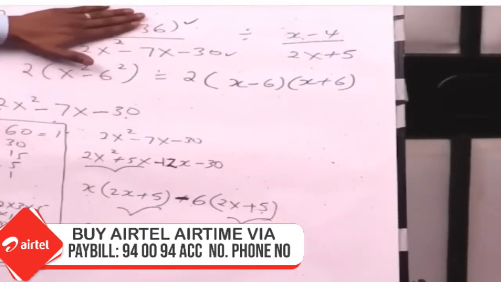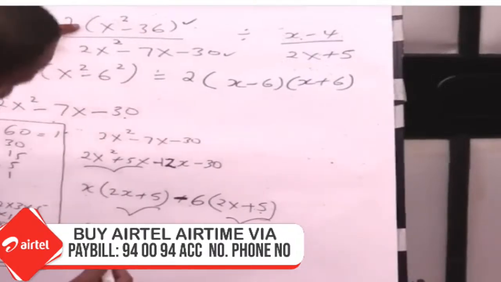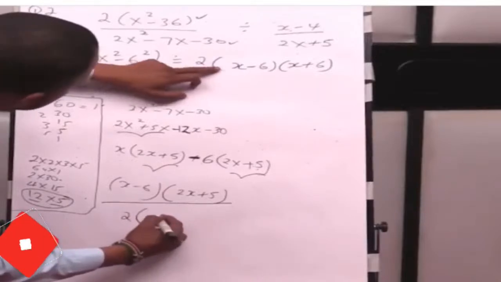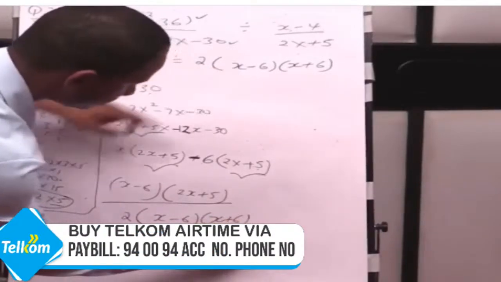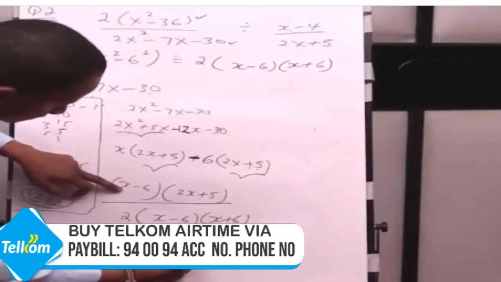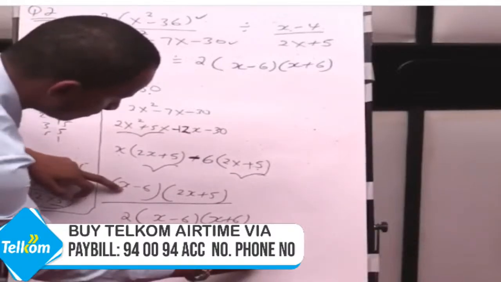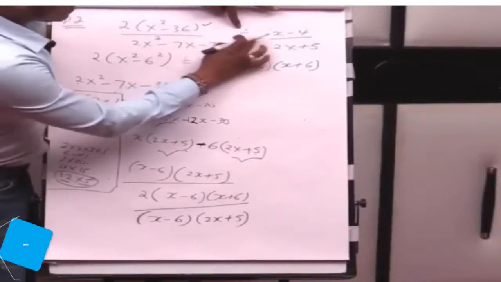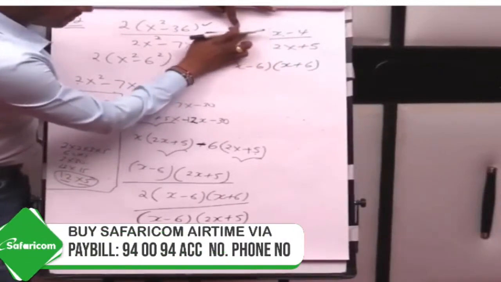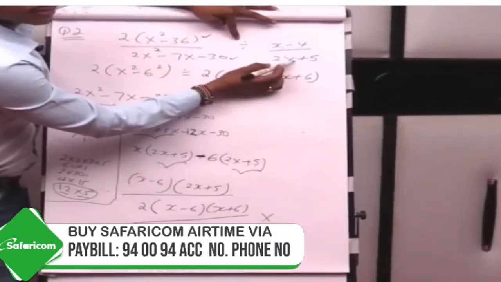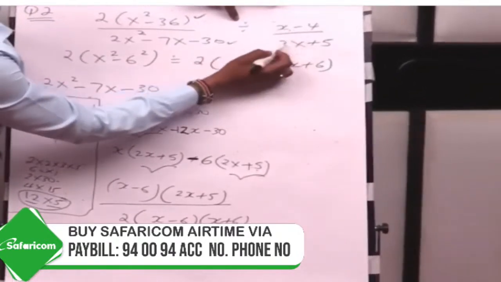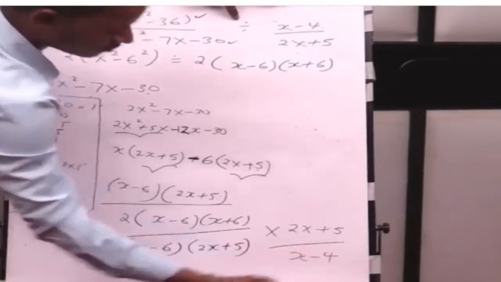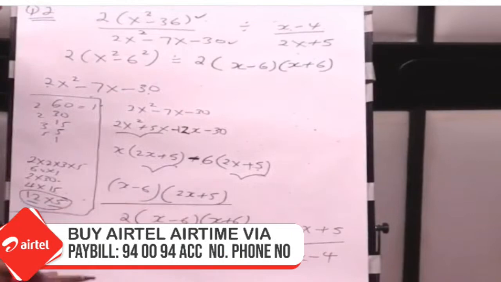Therefore, come back here, write it in simplified form. In simplified form, we had our first one as 2, the numerator into x minus 6 into x plus 6. Then the denominator is x minus 6 into 2x plus 5. This is this simplified. Then come here. If you divide this by this, if we want to change the division sign by multiplication, you multiply by the reciprocal of this. Now this comes up. So x minus 4 over 2x plus 5 becomes times 2x plus 5 over x minus 4. So from here, you can simplify, you can cancel.